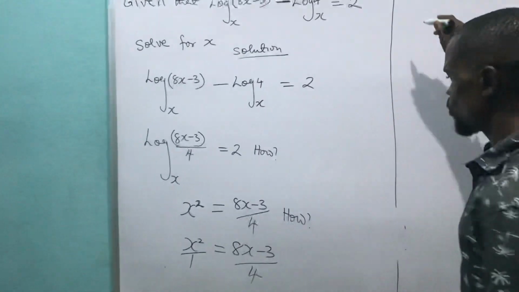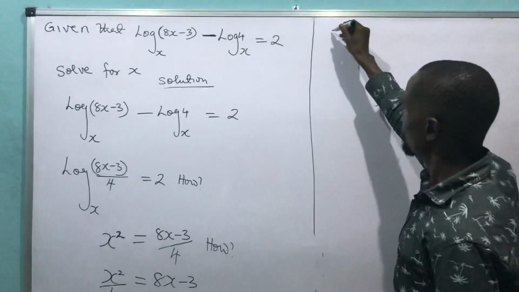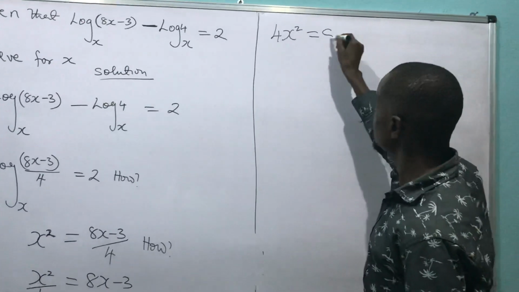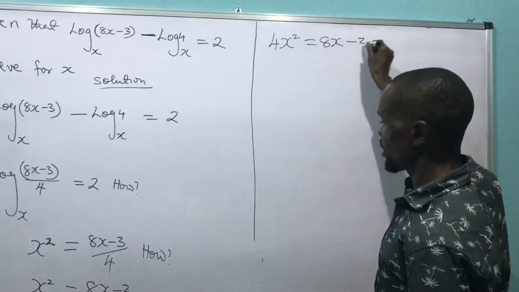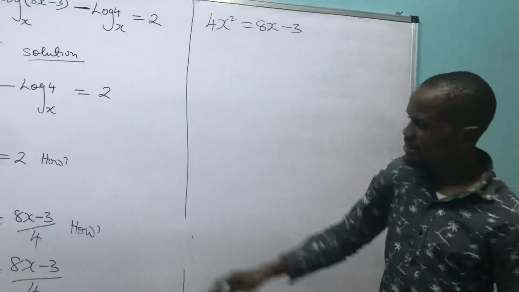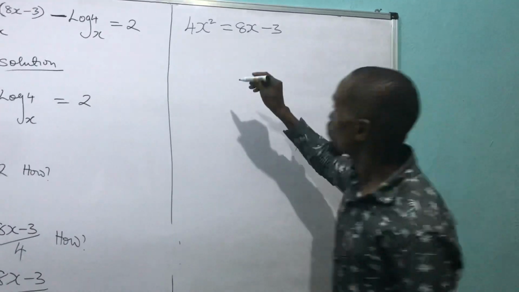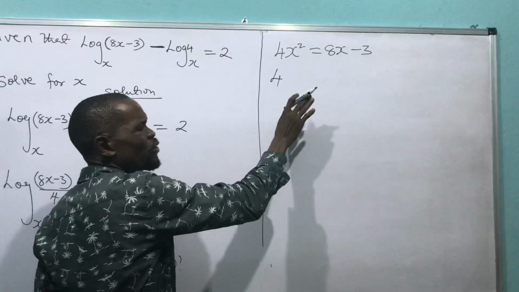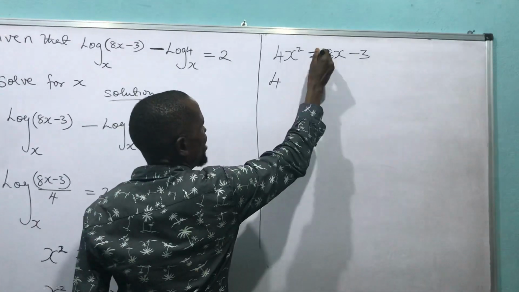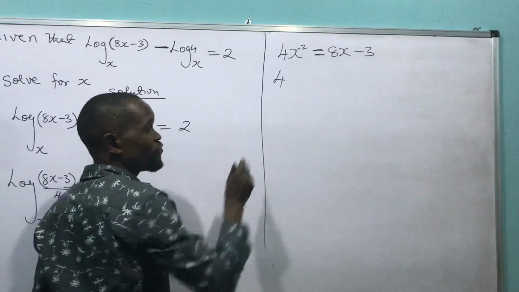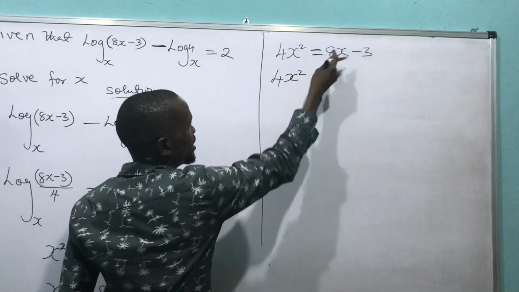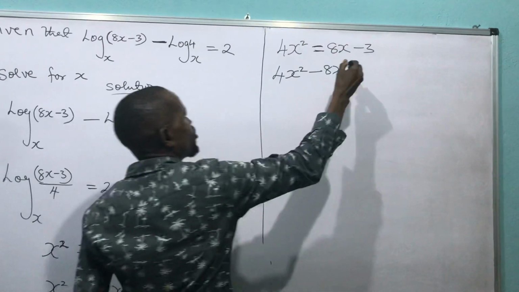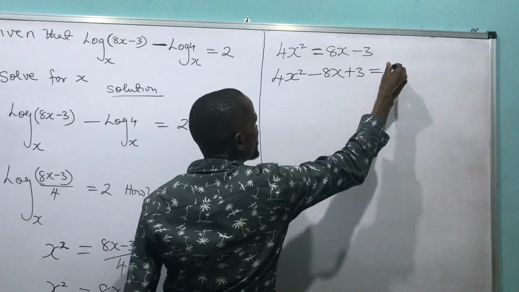I can now say that 4x raised to power 2 is equal to 8x minus 3. You get me right? Then now collecting like terms, getting it to quadratic equation form, because I formed a quadratic here. I'm going to arrange it in the quadratic equation format, which gives me 4x squared. Taking this one over here becomes minus 8x. Taking this one over here becomes plus 3, and what remains here is 0.